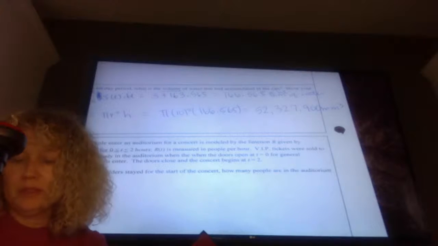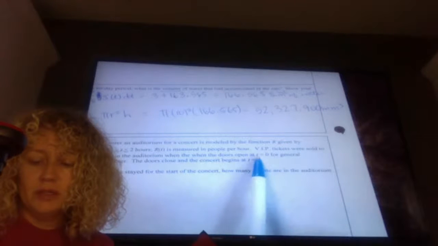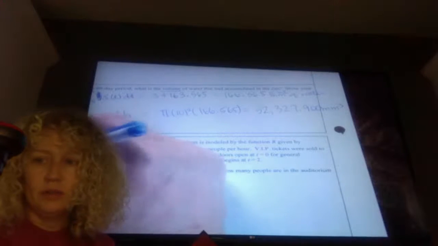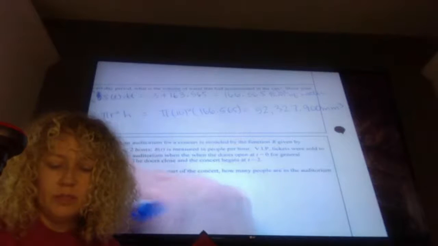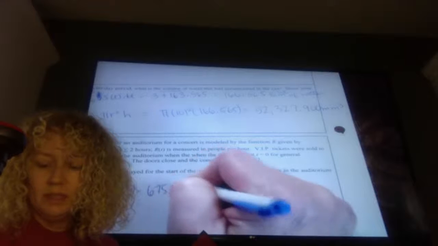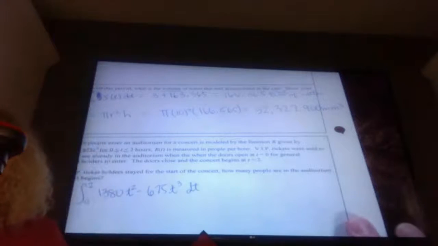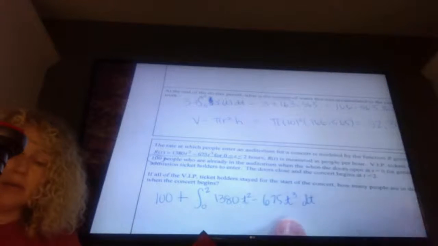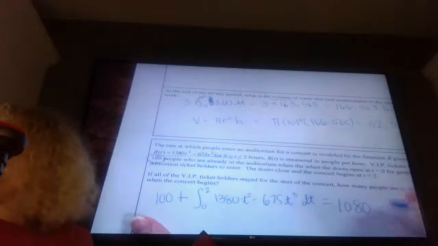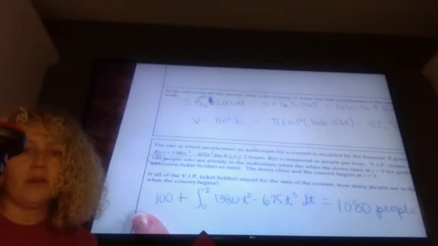If all the VIP people had stayed, so you got the rate at which this concert, they opened it, T equals 0. This is what you've got going on, measured in people. 100 people are already in the auditorium, so it's going to be 100 plus the integral from 0 to 2 of 1380 t squared minus 675 t cubed dt, straight into your calculator. This is the setup. You already had 100 people in, and this is the change. 1,080 people. All right, I'll see you tomorrow.